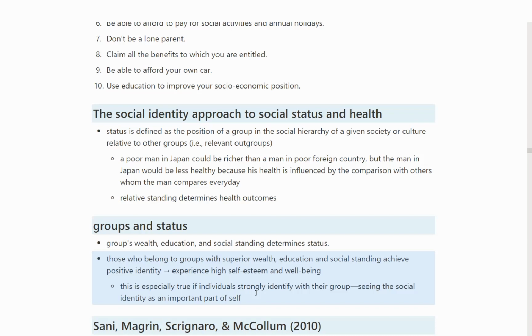So as we have been saying, even if you belong to a positively evaluated group, it doesn't automatically mean that you have better well-being. Instead, if you belong to a positively evaluated group and you identify with that group, then you should experience better health.